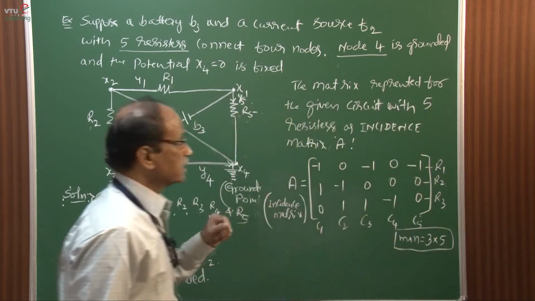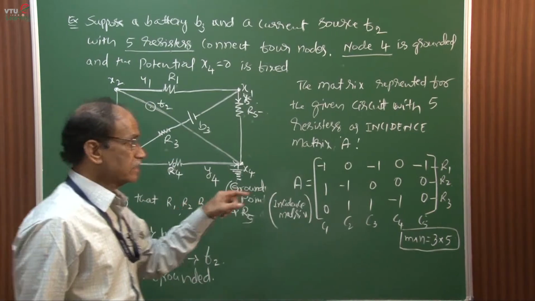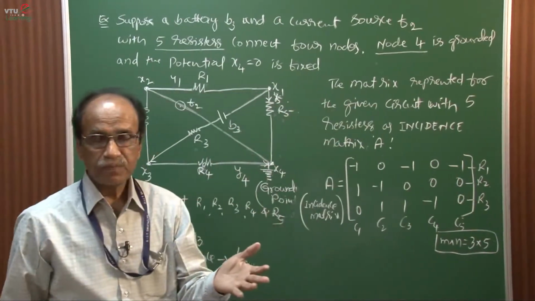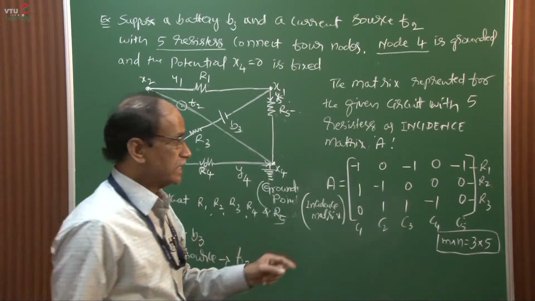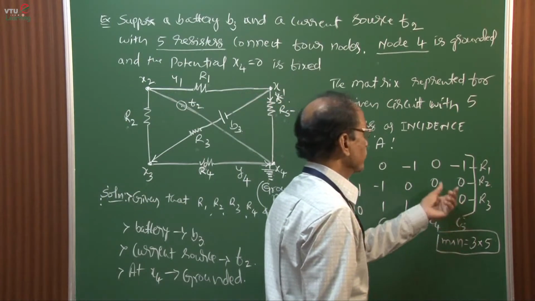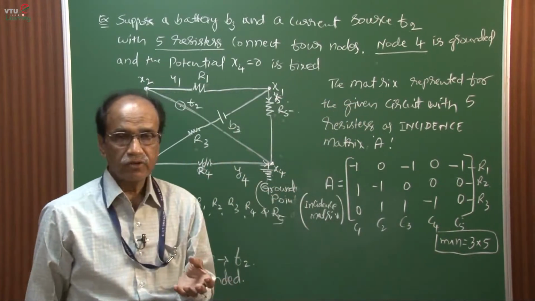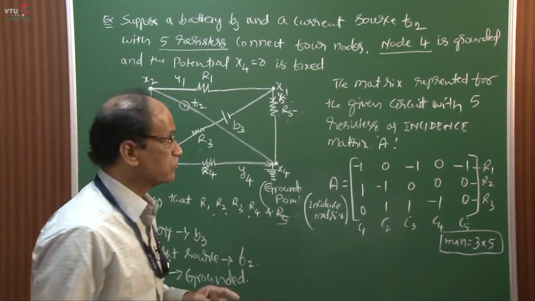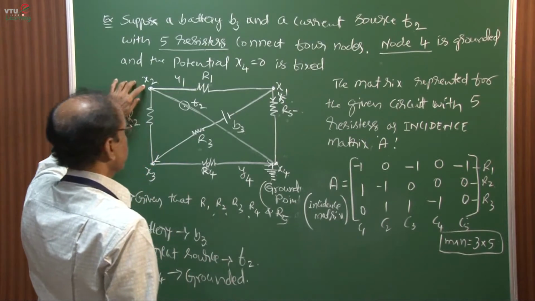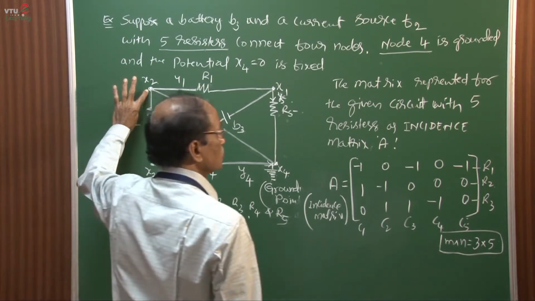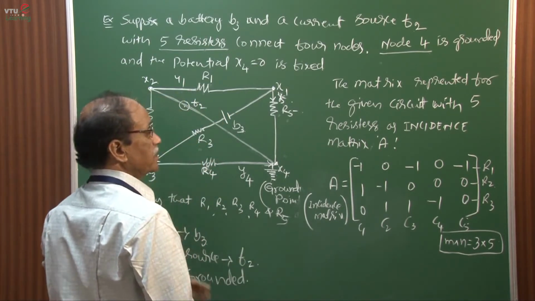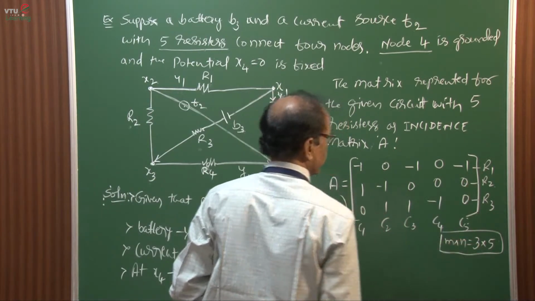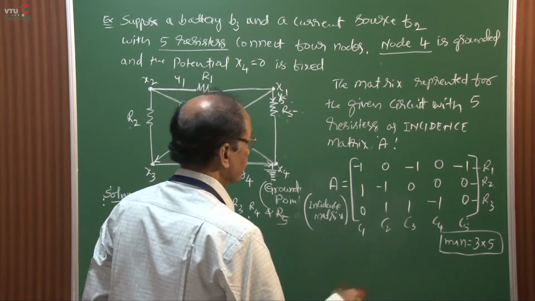Should be 3 cross 5, and these are the edges where the current is flowing with the directed graph, and these are the nodes where the current is flowing from the starting point. That is first node, second node, third node, like that. So there are 4 nodes totally, and 5 edges are there. Therefore 3 cross 5 is the 3 edges and 5 nodes.